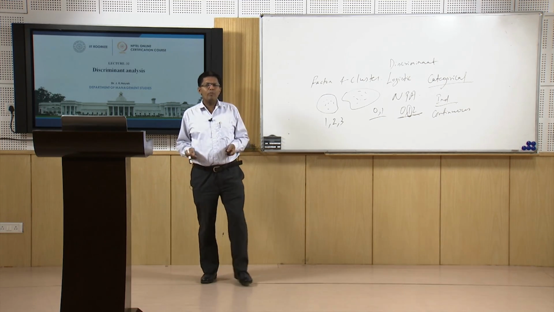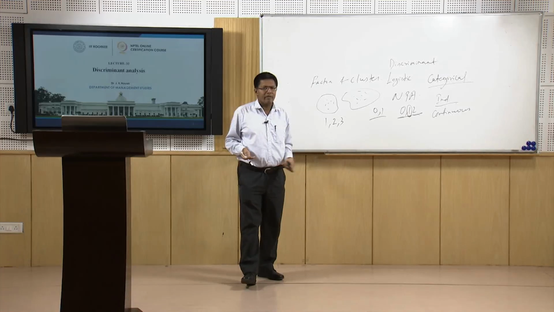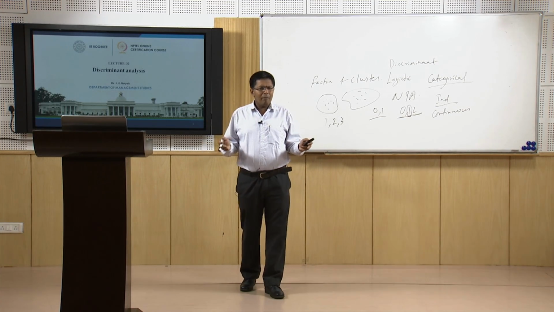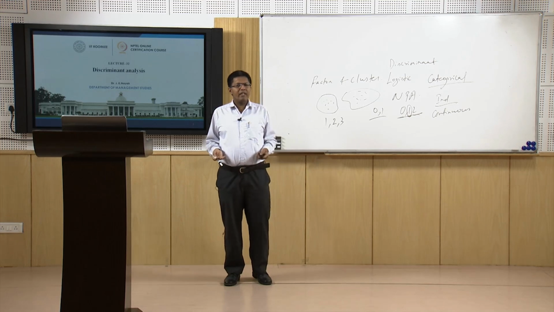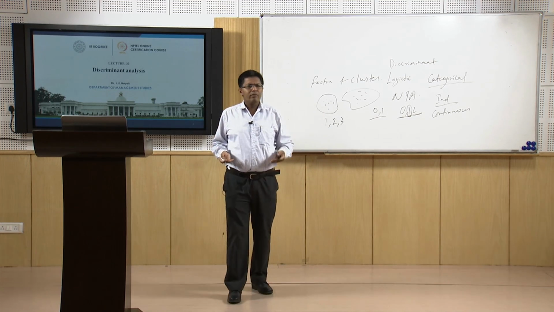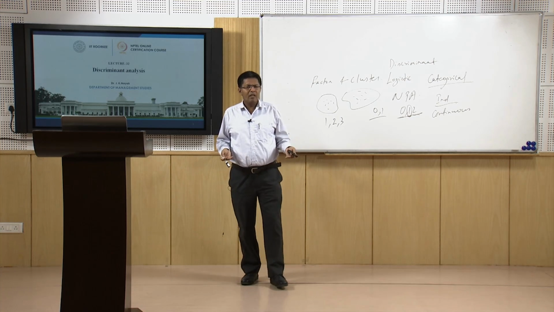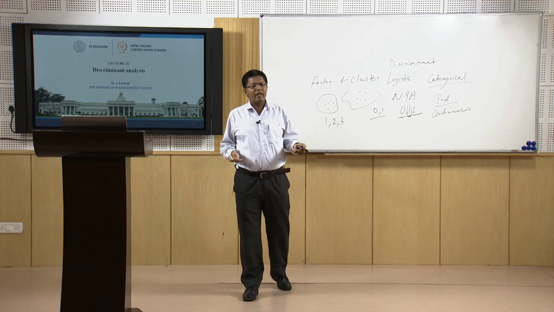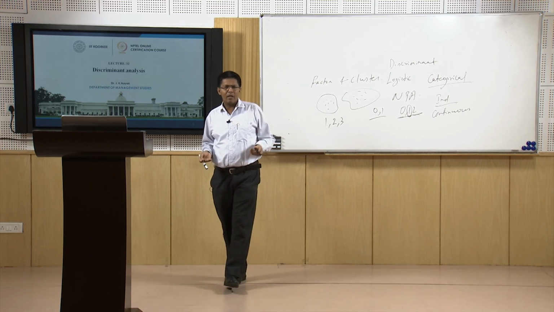We wish to predict group membership for a number of subjects from a set of predictor variables. That means predictor variables are my independent variables. So, with the help of these independent variables, I want to predict group membership, whether, let us say, Mr. X will fall into the category of loan paying category, or he will not. So, whether he is a loan payer or not payer, for example.